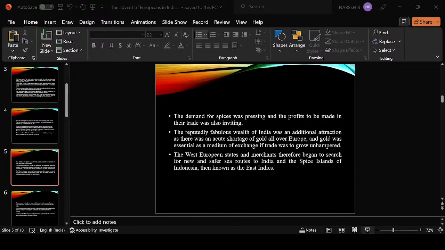Later in 1509, Alfonso de Albuquerque was appointed as the governor of Portuguese territories in India. In 1510, the Portuguese occupied Goa from the Sultan of Bijapur. Thereafter, Goa became the capital of Portuguese settlement in India. See, the Goa story is something different.